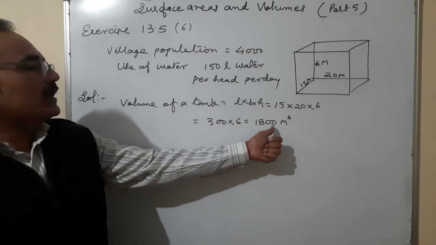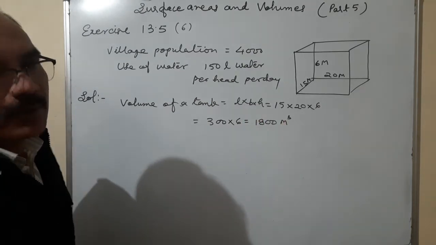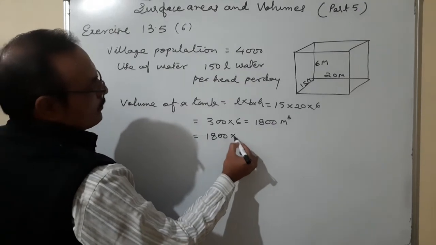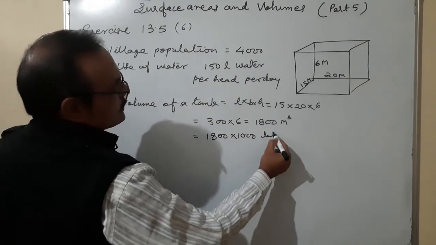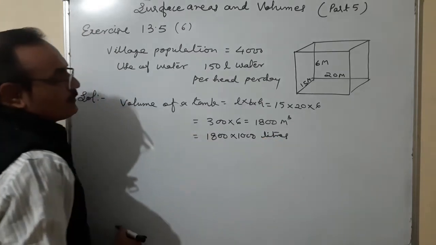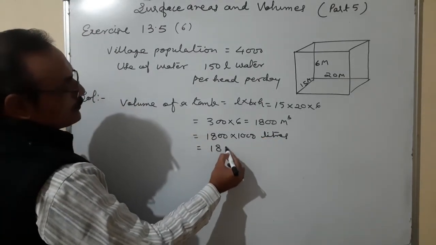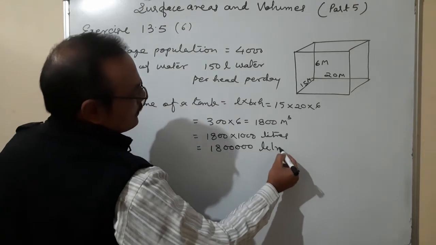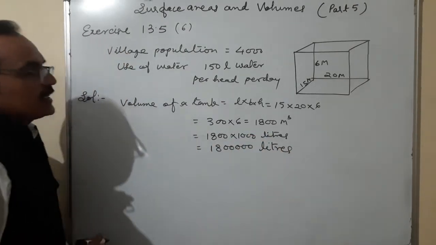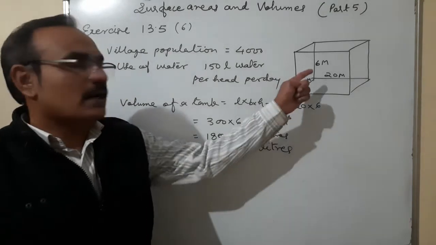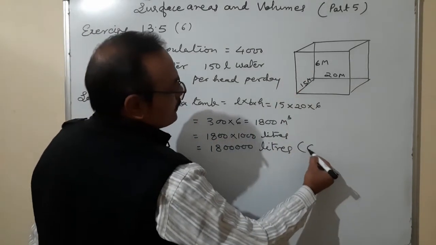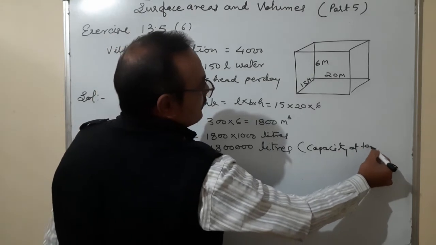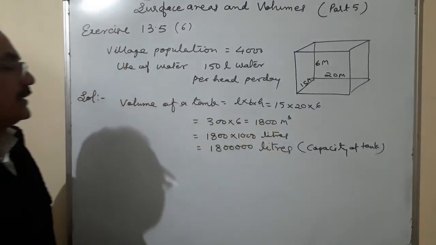Okay. Because it is given that 150 liter water per head per day, this 1800 meter cube I want to convert into liters. So that means it is coming 1800 multiplied by 1000 liters. Okay. So that means 18 lakh liters. This is the capacity of a tank. Capacity of tank, 18 lakh liters. It's okay.